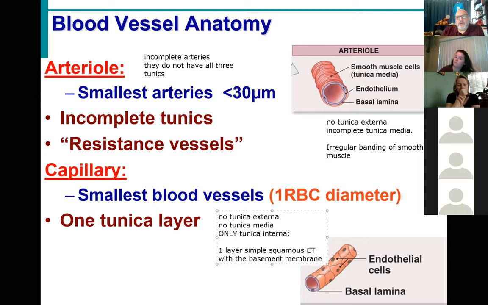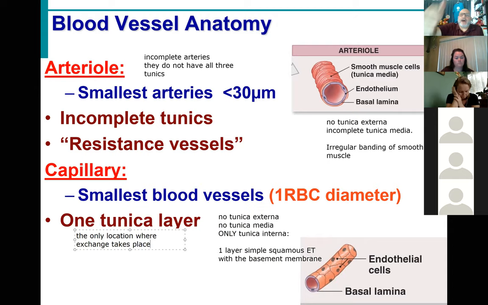Why? Why so thin? Why so tiny? So that gas exchange and materials can be exchanged across. Yeah, exactly. Remember, this is the only location where exchange takes place. And getting oxygen into your cells, getting CO2 out of your cells, getting nutrients and chemical signals to your cells, getting wastes and toxins out of your cells, all of that is vitally, vitally important.